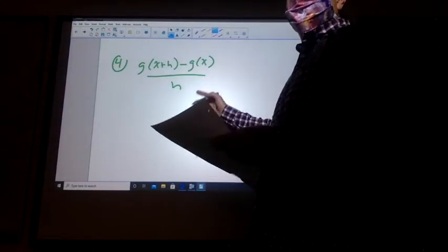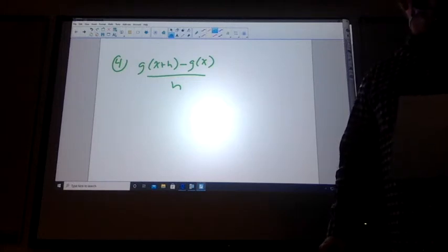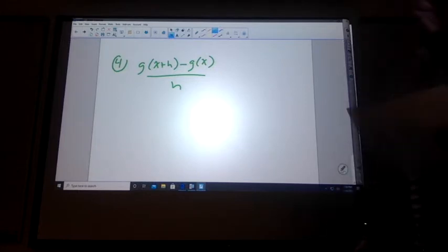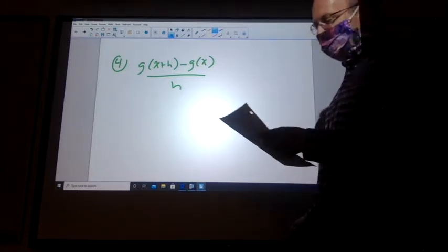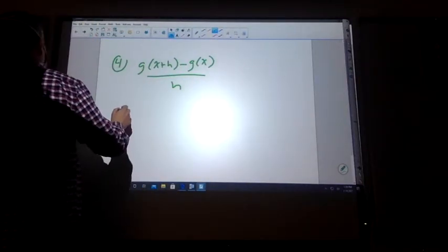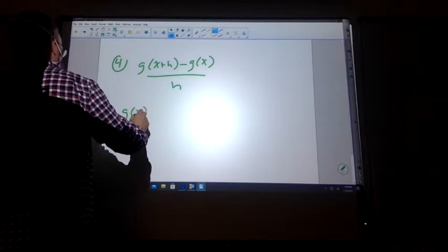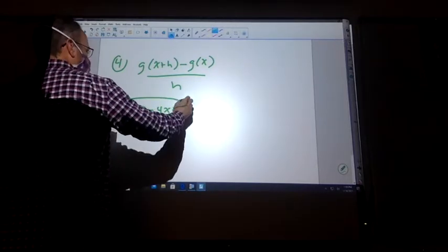You guys remember what this is from pre-calc? Definition of a derivative. This is the long version of derivative. All right, so being that it's the g, that means we're going to use the g equation. This is my g equation that they tell us. Okay, so we're going to use this equation.